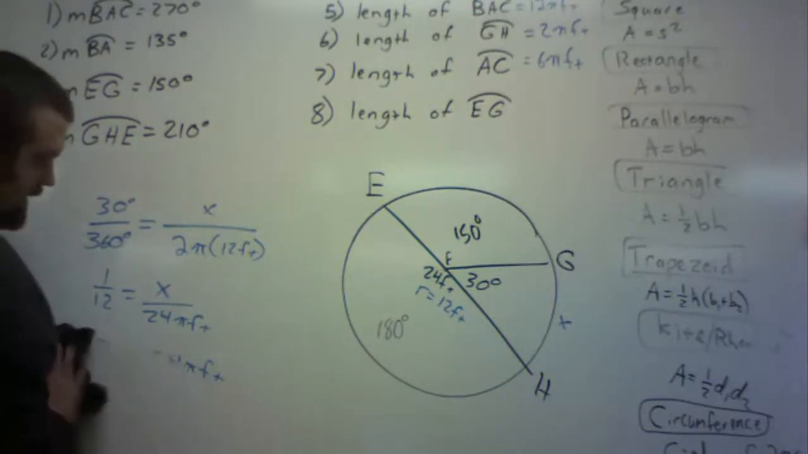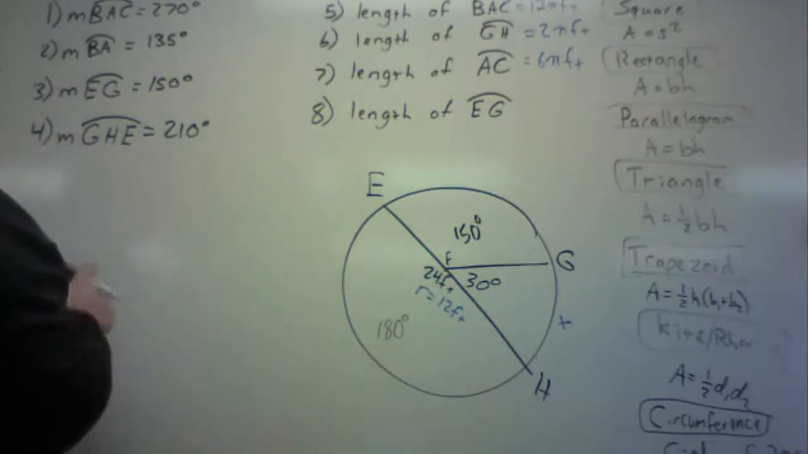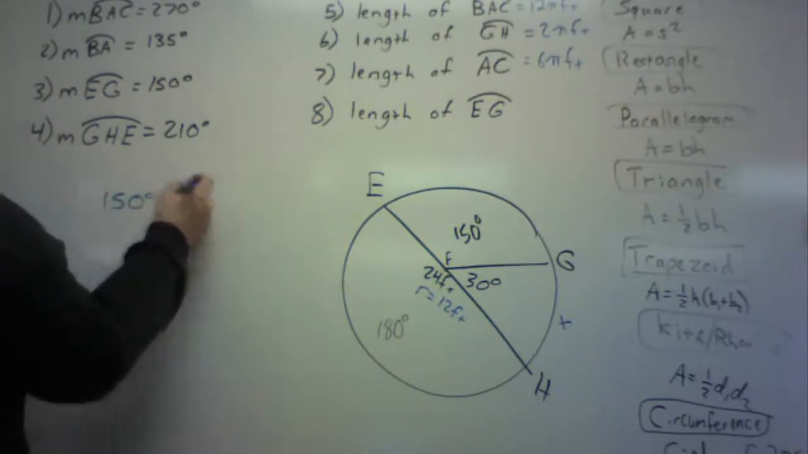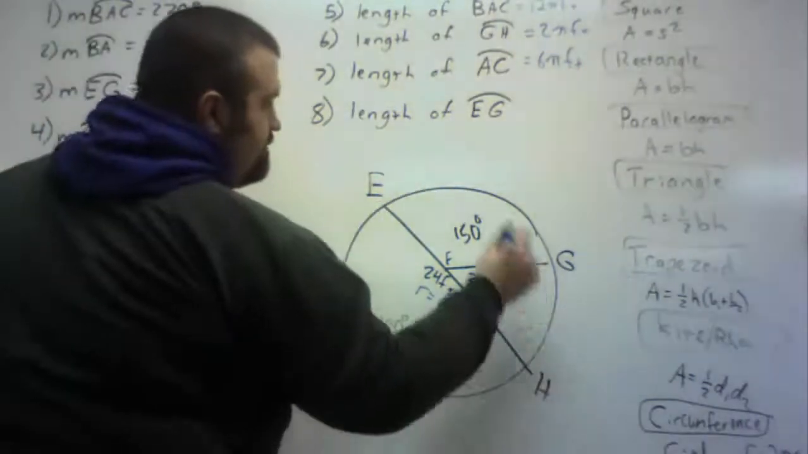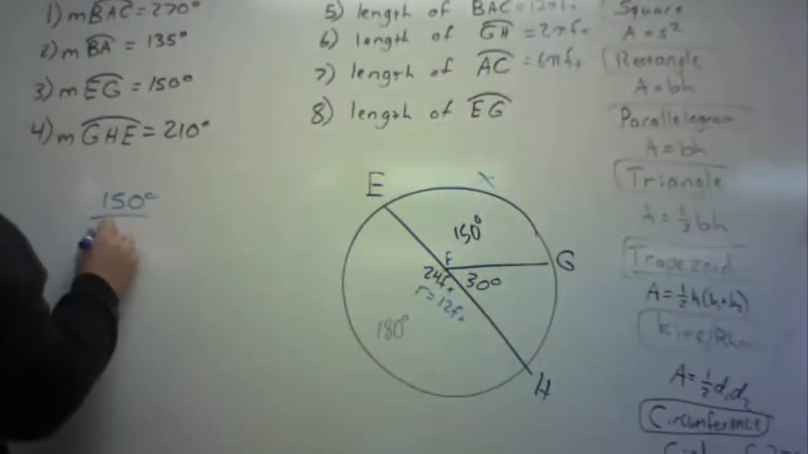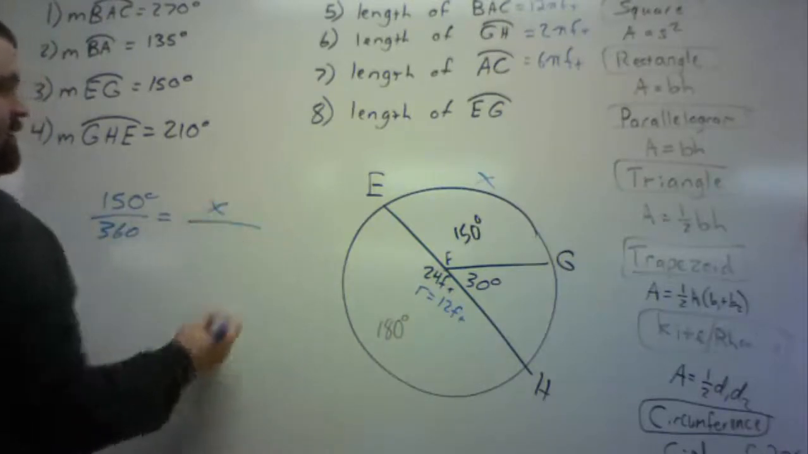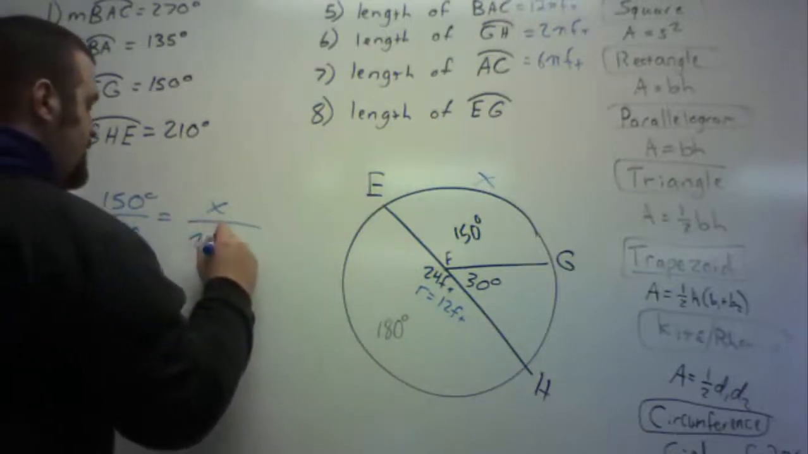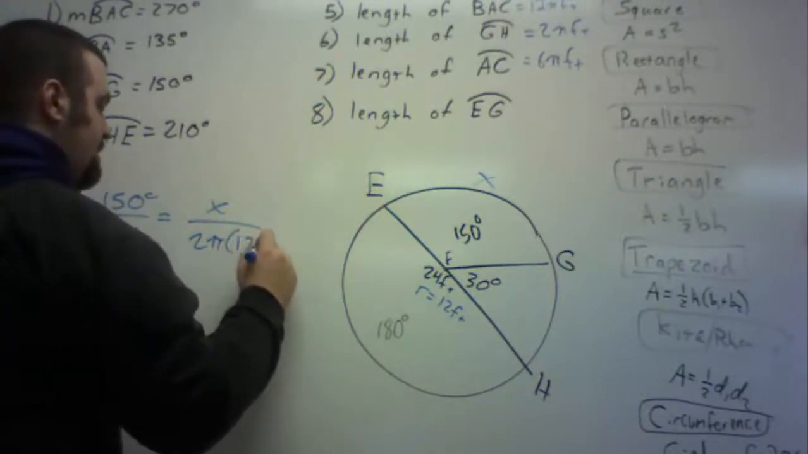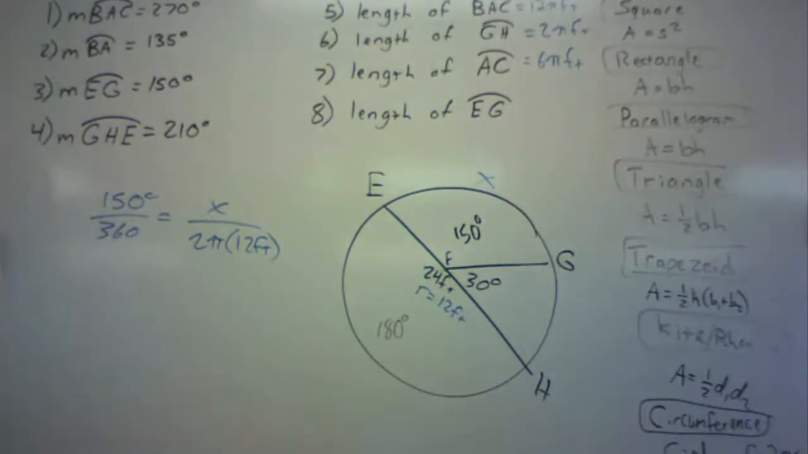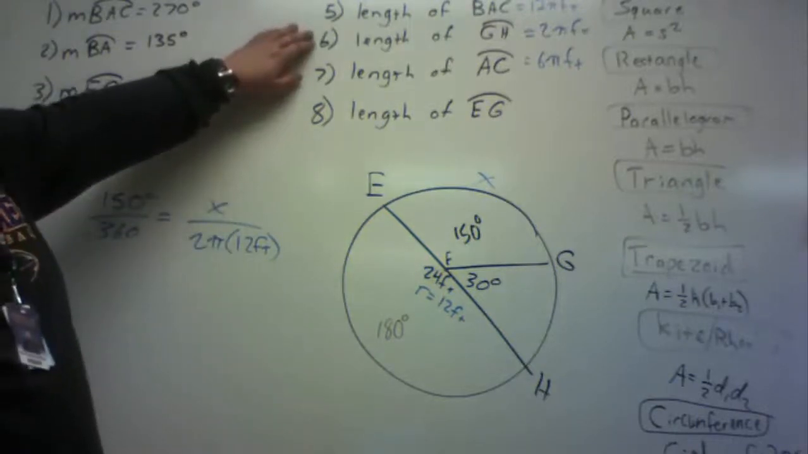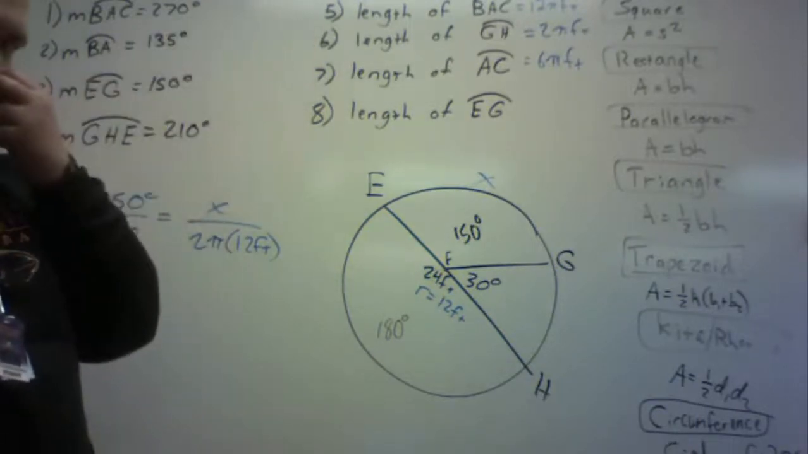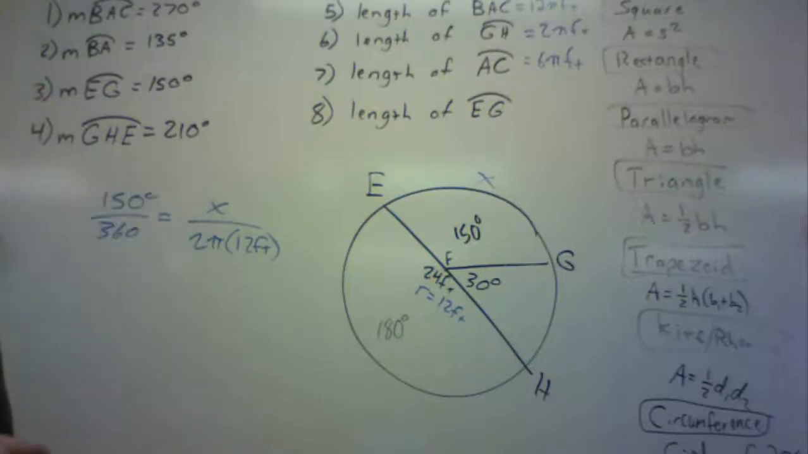If you set it up correctly, you should have gotten 150 degrees, part for arc EG, to 360 equals x, or y or z or whatever variable you end up using. So the full circle, 2 pi times 12 feet. If you got the setup good, great. If you didn't, try and watch the last one actually. I think this one would end up being the easiest one to follow. Number 6, which would have been the one I just did.